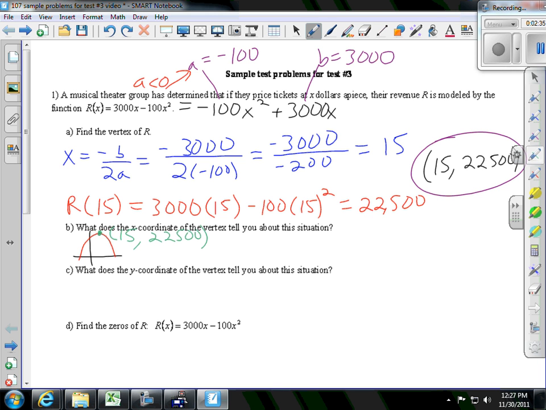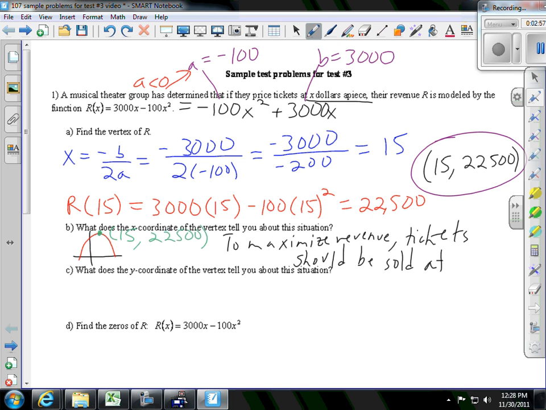And so the x-coordinate represents, let's see, x was the number of dollars the tickets cost. So in order to maximize revenue, tickets should be sold at $15 a piece. It's important to get that word maximize in there because that's what's special about the vertex. In this case, it is a highest point.